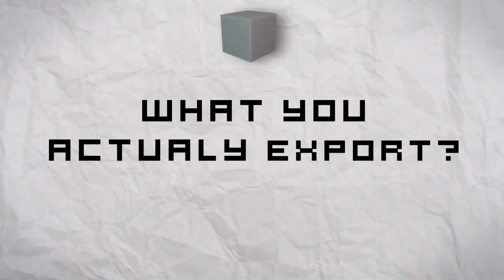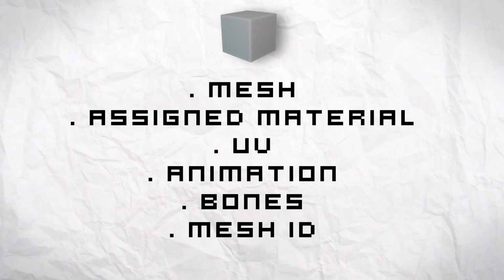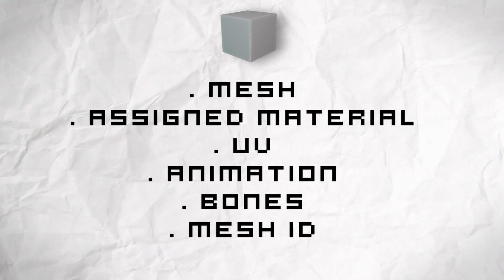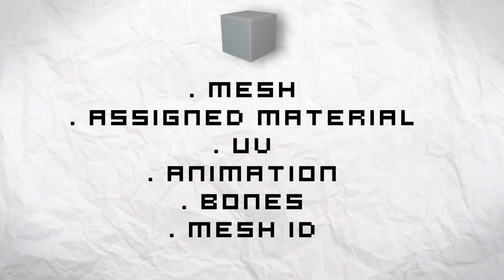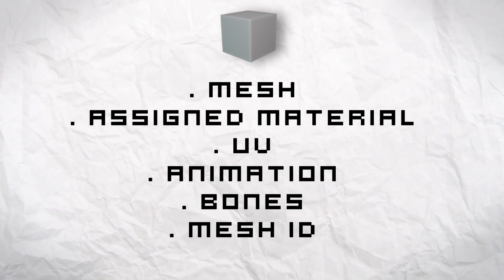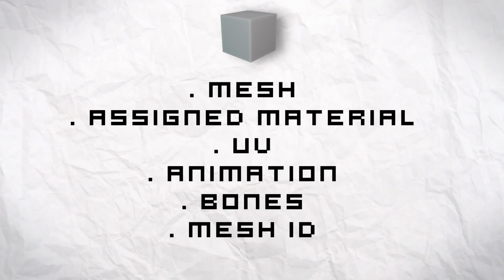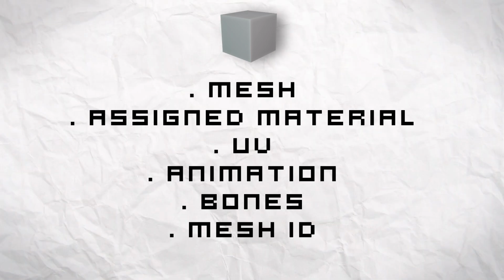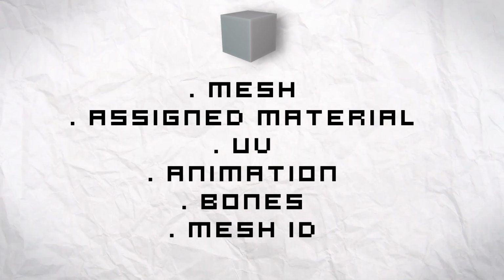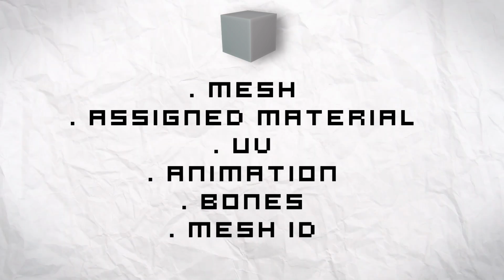Now you need to understand what you really export when you hit the export button. This is the data which you really export to the Unity engine: mesh, assigned material, UVs, animation, bones, mesh ID. And there's a reason why I am explaining this. Actually you export more data than this, but these are the main points which you need to focus on.